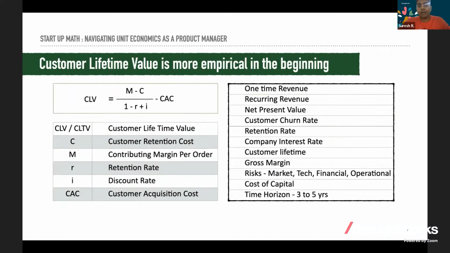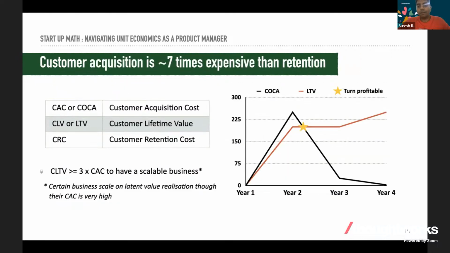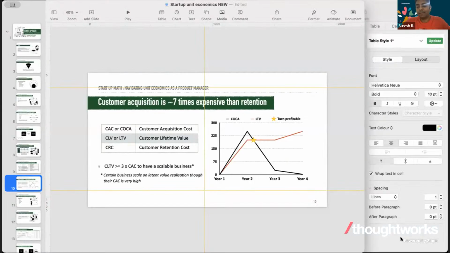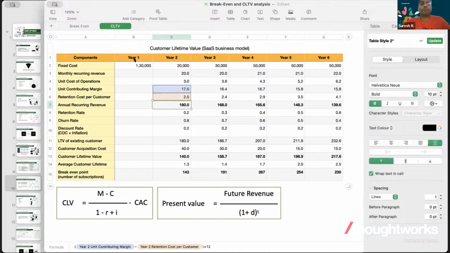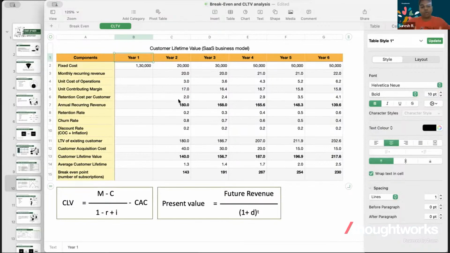We'll quickly walk you through the workings on the Excel itself that would give better clarity. So go with the flow at the moment.